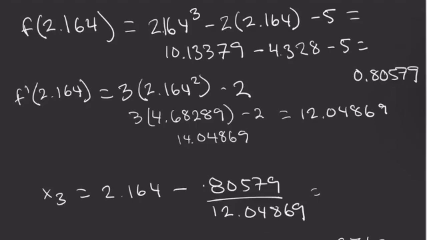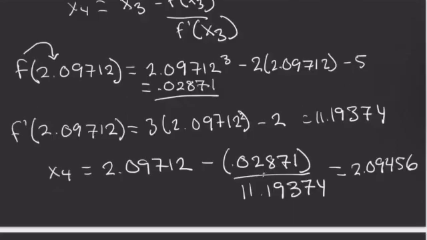The main takeaway is that with each iteration, we got an f of x value closer and closer to 0. That means that each repetition of Newton's method will get you closer to the real x-intercept.